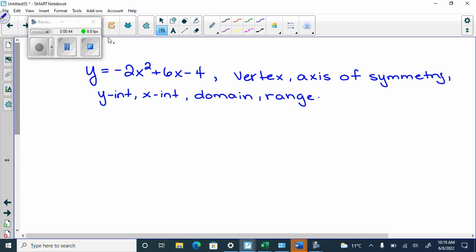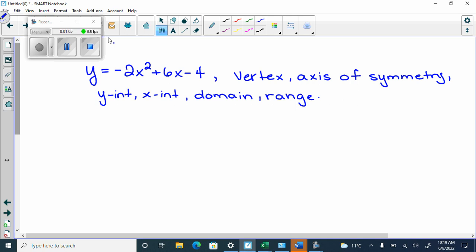So, if I want the vertex, the axis of symmetry, and the domain and range, I have to do what to that equation? Yeah. Convert it to vertex form by completing the square. The plus blank minus blank thing. Right? I'm going to have to do that.